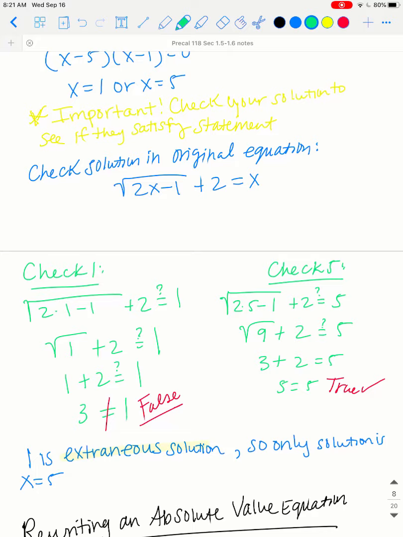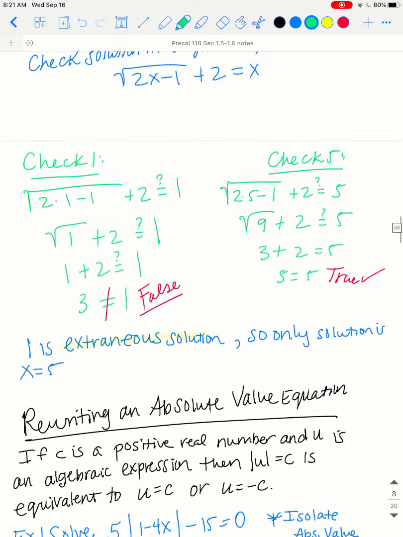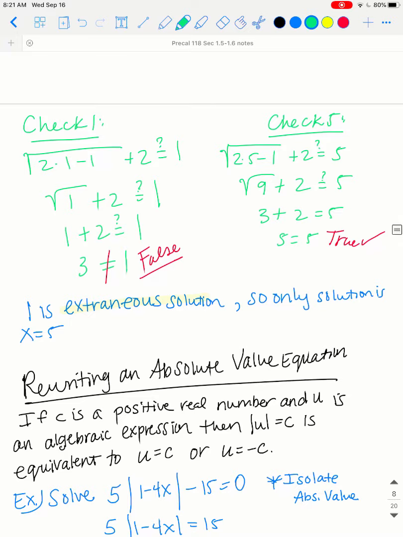And then we're going to check 5. So the square root of 2 times 5 minus 1, plus 2, equals 5. We get the square root of 9 plus 2 maybe equals 5. And then we get 5 equals 5, which we know is a true statement. Therefore, we can say that 1 is an extraneous solution. So our only solution in the solution set is actually x equals 5.